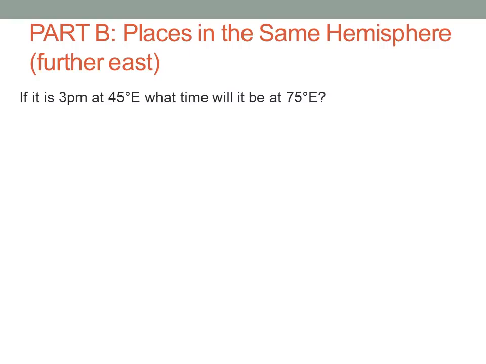Let us first consider the facts of this question. 45 degrees east is located closer to the Greenwich meridian than 75 degrees east. This means that 75 degrees east is further ahead in time. Therefore, our first step is to calculate the difference in degrees. To do that, we're going to subtract 45 degrees from 75 degrees, which will give us 30 degrees.